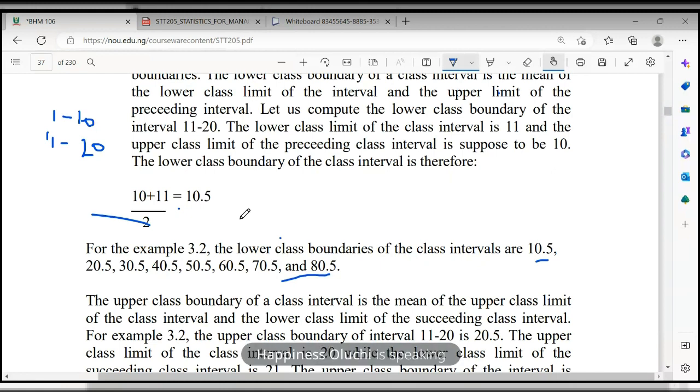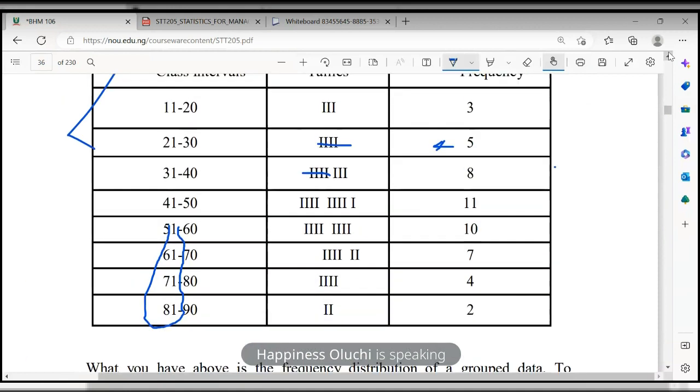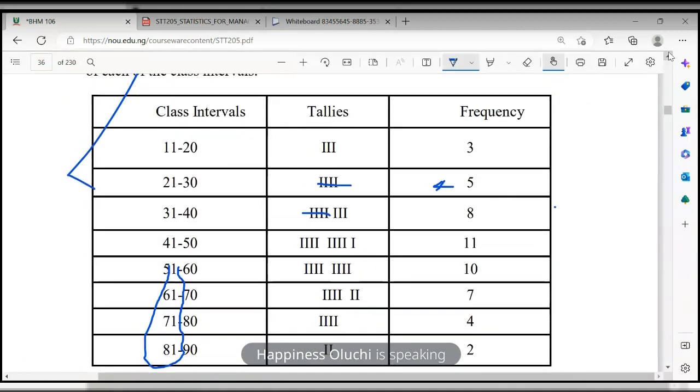Can you give me the table again, please? Because you use the lower class boundary to add to the previous upper class boundary. Is it class interval or boundary? Which one? Let's not confuse. No, we have the lower class interval. Boundary, not interval. We are looking for the lower class boundary. That's what we are looking for, right?